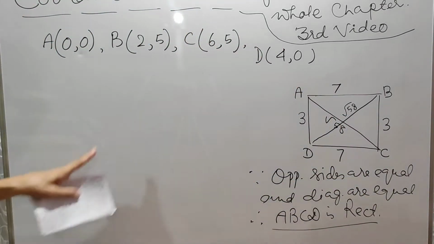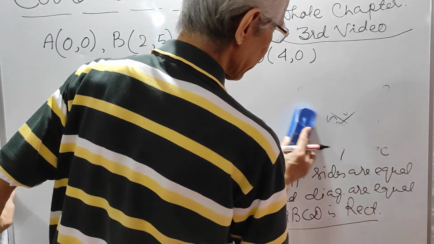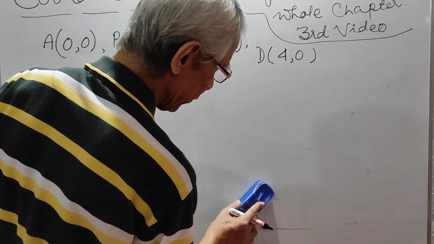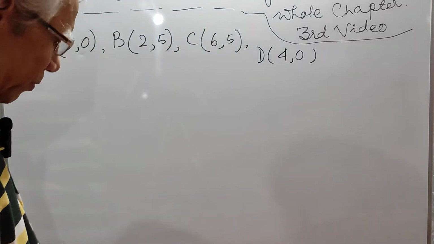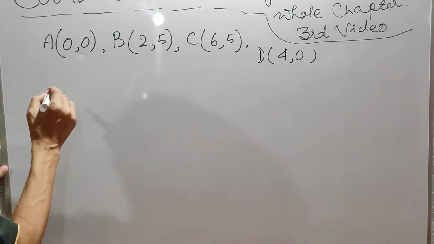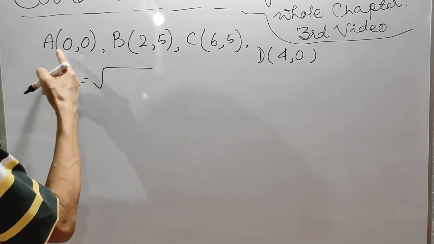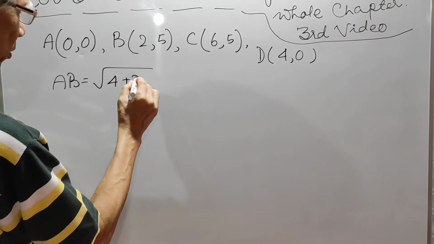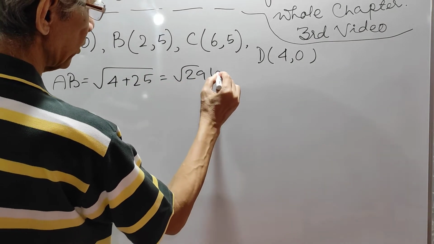Okay. Again, like before, we must find all the 6 sides. So let us find out, like before, all the 6 sides using the distance formula. Okay. So let us see AB. What will be AB? It will be root of 2 squared, 4, plus 5 squared, 25. That means root 29 units.